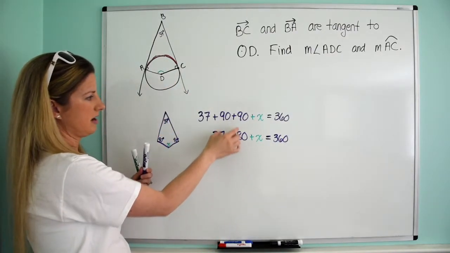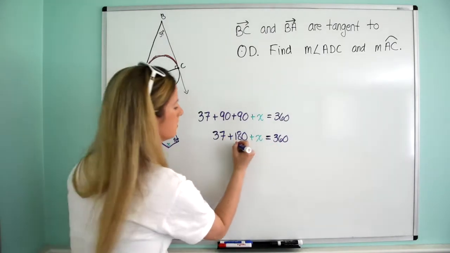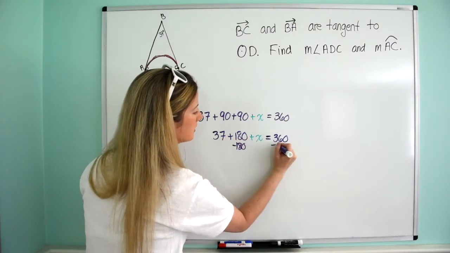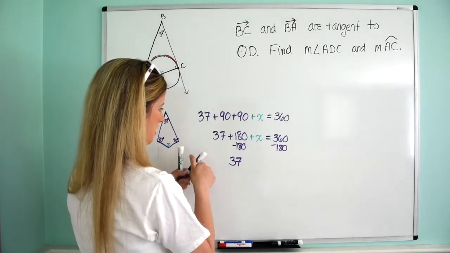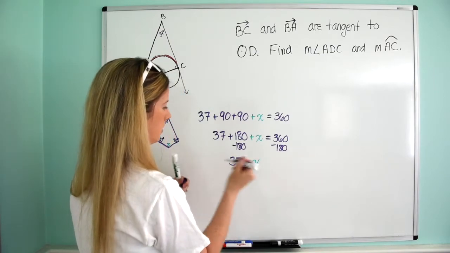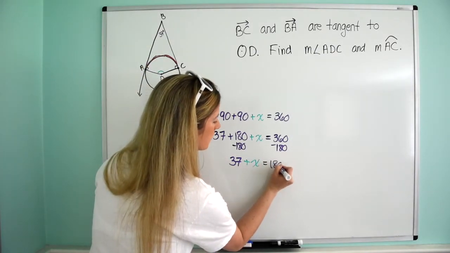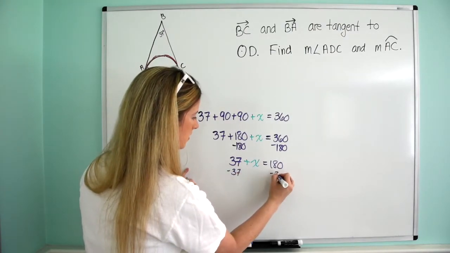Okay, so then I combine these two because 180 is super easy to subtract from 360, because we know that it's half. So I subtract 180 from both sides. I end up with 37 plus X equals 180. Then I just subtract 37 from both sides.